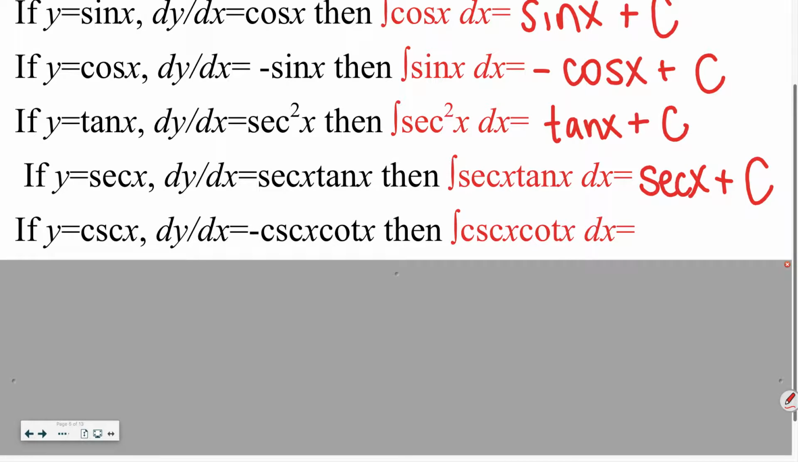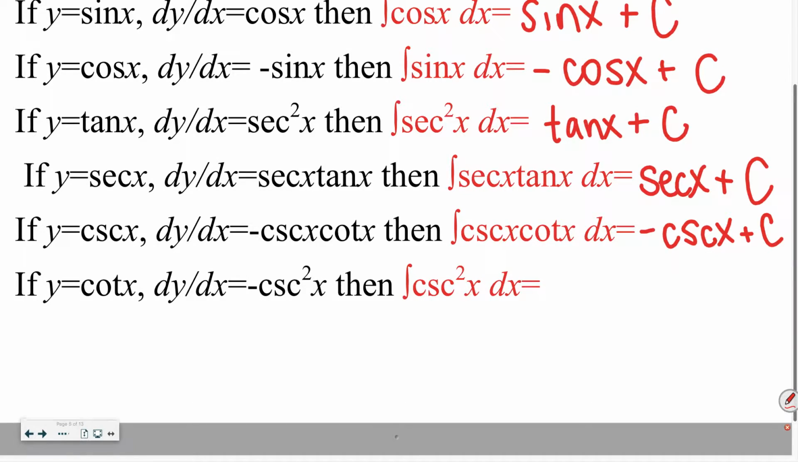Okay, so the derivative of cosecant is negative cosecant cotangent. So if you see cosecant x cotangent x in a derivative, we are going to have to say that the antiderivative is negative cosecant x. And same thing with the other one you just mentioned. The derivative of cotangent x is negative cosecant squared x. So if cosecant squared is in our integral, our antiderivative would be negative cotangent x.